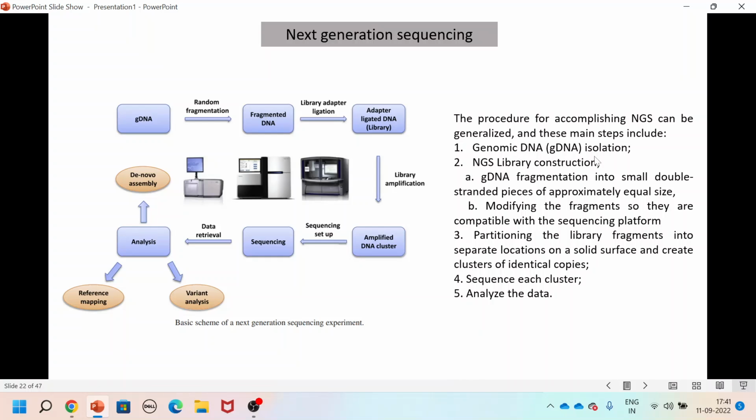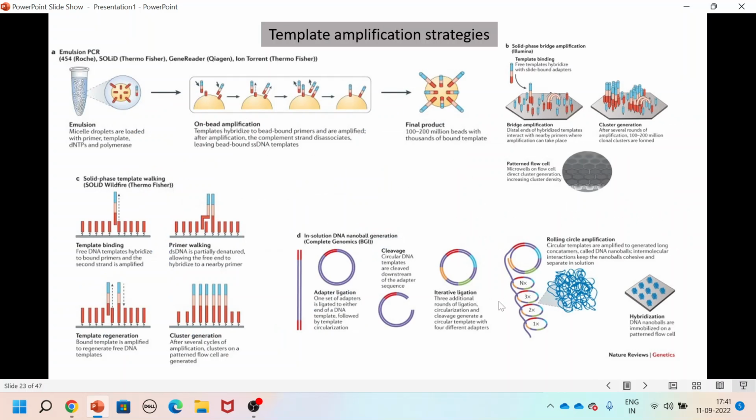Firstly, the genomic DNA isolation. Second is the next generation sequencing library construction, which involves two steps, that is the gDNA fragmentation and then modifying these strands by adding the adapters. The third is partitioning the library fragments into separate locations on a solid surface and creating the clusters of identical copies. Fourth is the sequencing of each cluster, and fifth is to analyze the data.